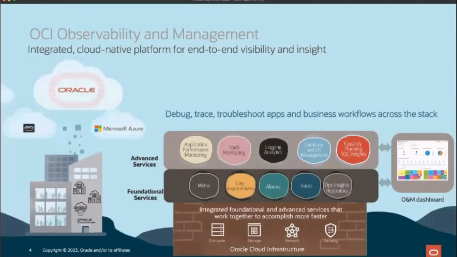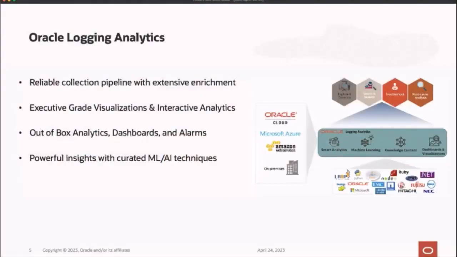So just to start from the basics, we have the core infrastructure services, which are generating telemetry: compute, storage, network. And then on OCI, we have foundational services, which are logging, alarms, traces. And at the top layer, what you see are the advanced services: APM, Stack Monitoring, DB Management, capacity planning, SQL Insights, and Logging Analytics. And Logging Analytics is the main topic of today that we are talking about. So just to give you a brief overview of what Logging Analytics is, it's a fully managed SaaS service, which is agnostic of any deployment environment where your environment is. And we have a lot of inbuilt knowledge content, which allows you to easily ingest, parse, enrich, and analyze.